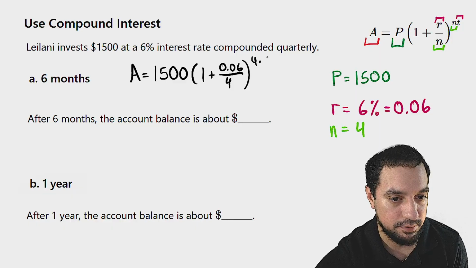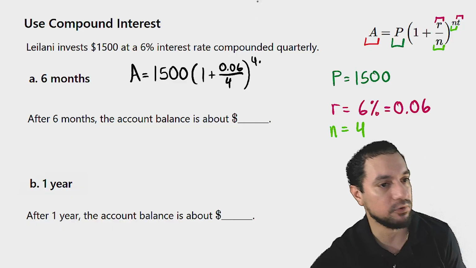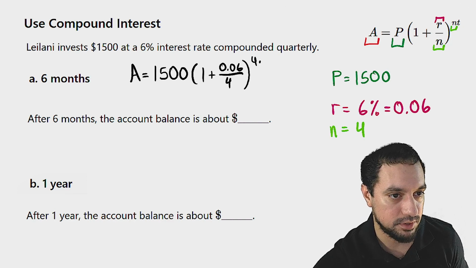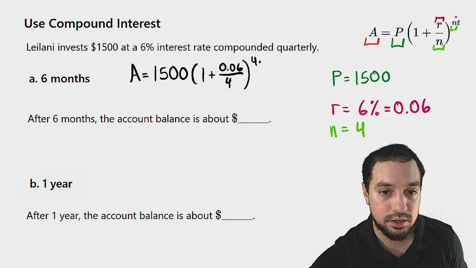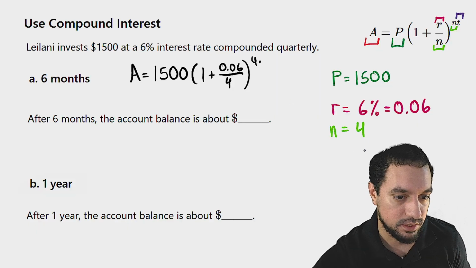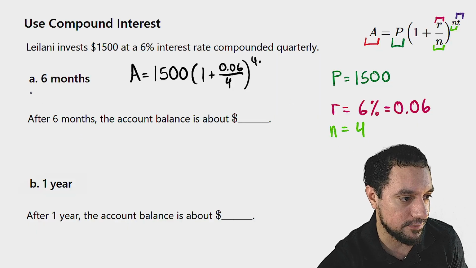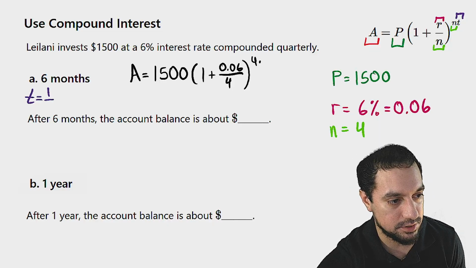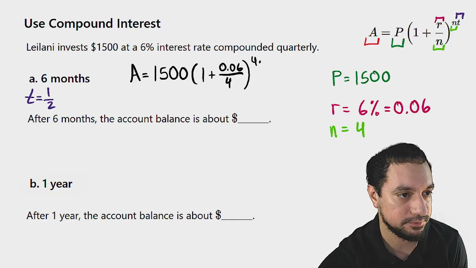And then my time, the time that we've been investing for. I didn't mean to mark that in maroon. Let's give that its own color. So T is how long we've invested for. Here, this is half of a year. Everything's in terms of years, so half of a year is going to give us a T value of 1/2. Let me go ahead and plug that in.